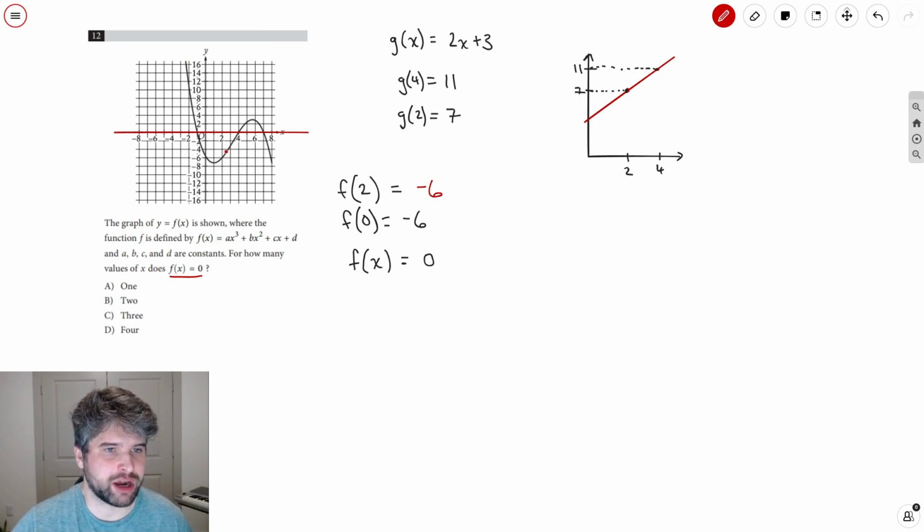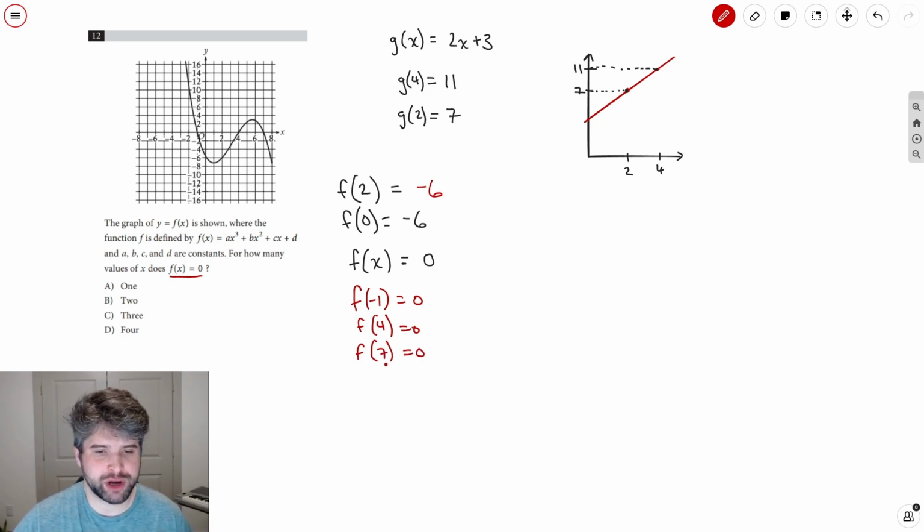Where does the graph cross this line? We see 1, 2, 3 points. So it looks like f of -1 equals 0. It looks like f of 4 equals 0. And it looks like f of 7 equals 0 as well. And -1, 4, and 7 are called the zeros of this function. They're what you plug into the function and get an output of 0.